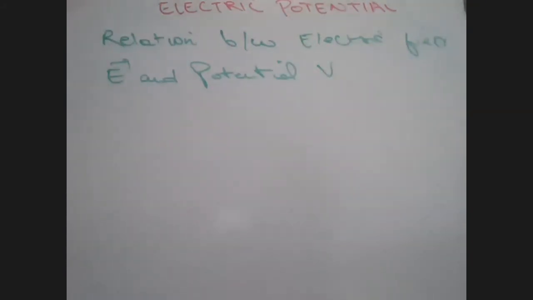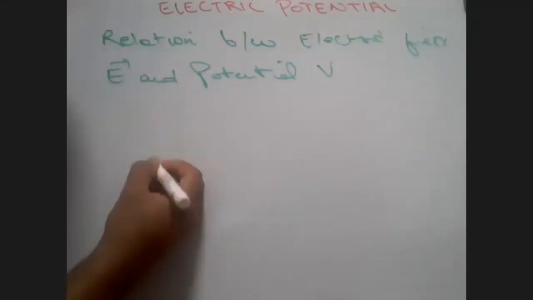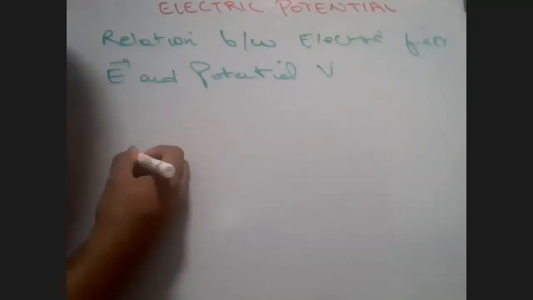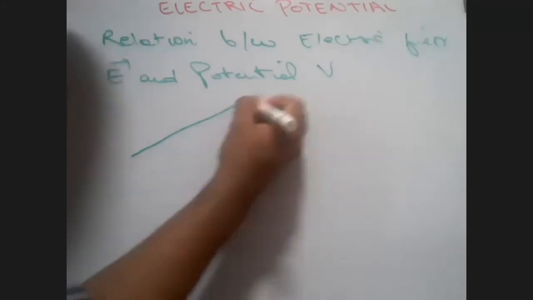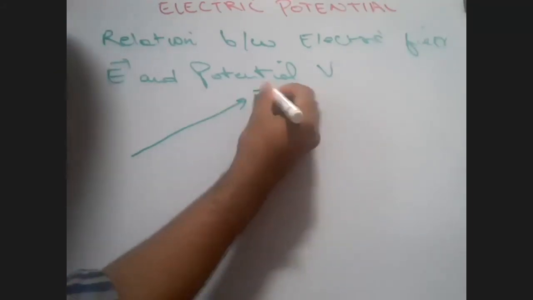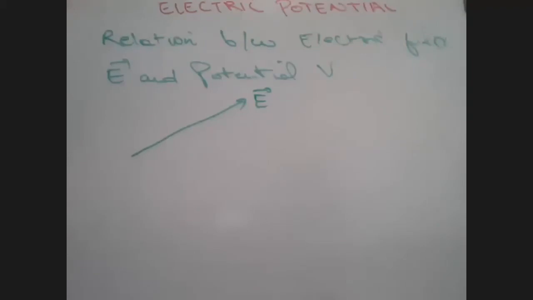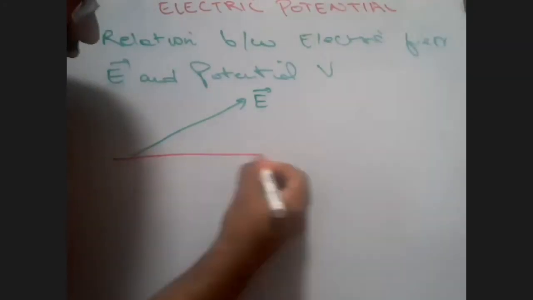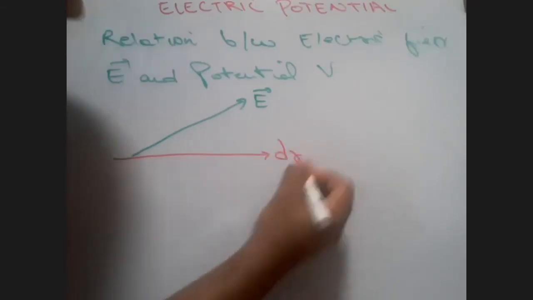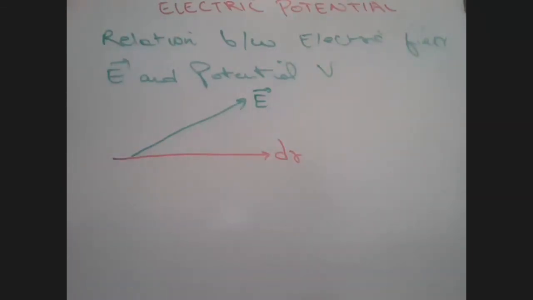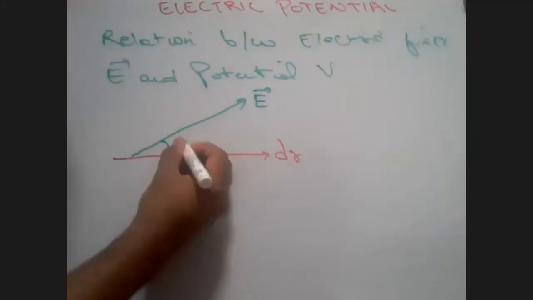Okay, potential V. If my electric field lines are somewhere in this direction, E, and my displacement is exactly in the x-axis direction, then what is going to be the result? I'm going to have some certain angle theta.